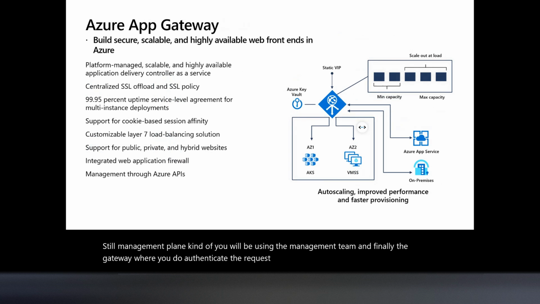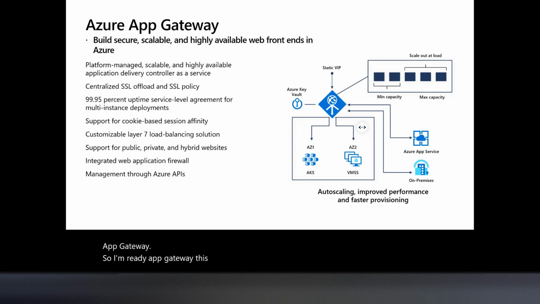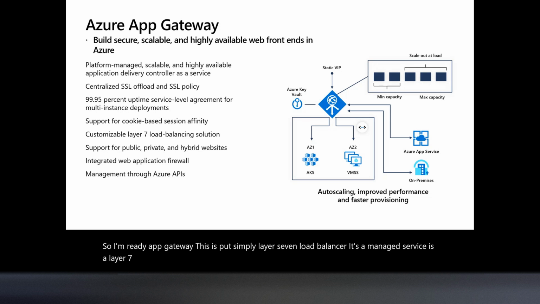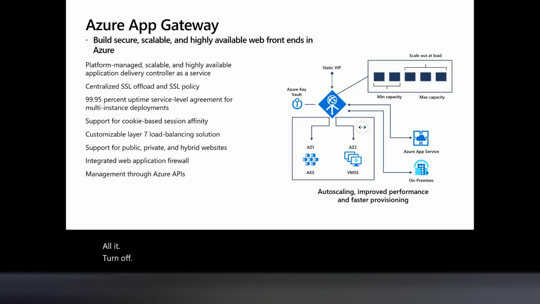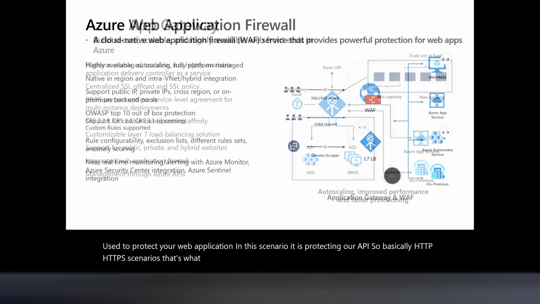Now comes the App Gateway. Put simply, it is a layer 7 load balancer. It's a managed service, a layer 7 load balancer in the cloud, and it provides SSL offload, basically SSL termination, or end-to-end SSL. In our scenario, we will use end-to-end SSL. It is used to protect your web applications, and in this scenario it is protecting our API. So basically HTTP and HTTPS scenarios are what you use Application Gateway for.